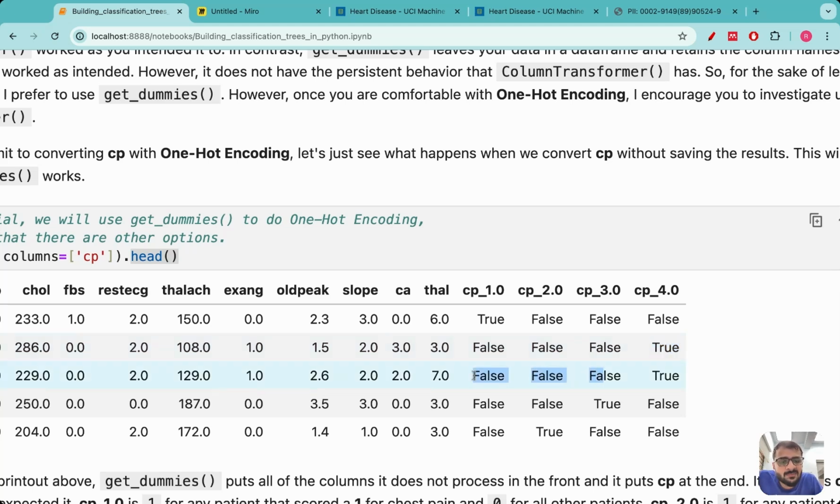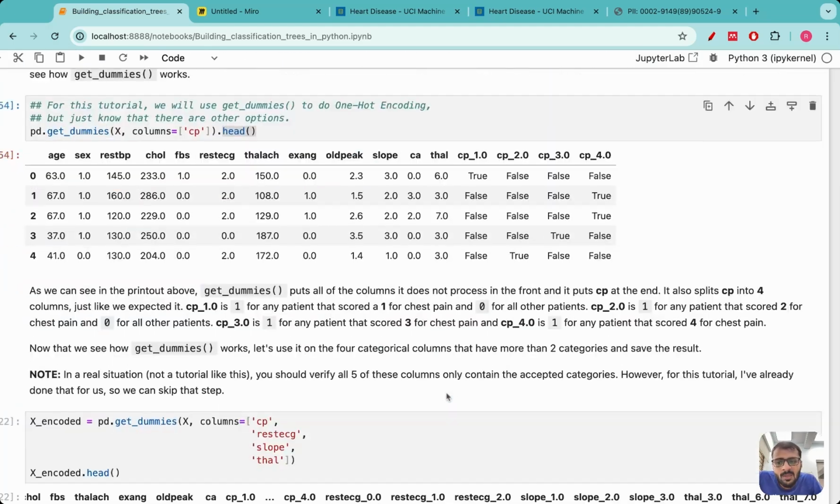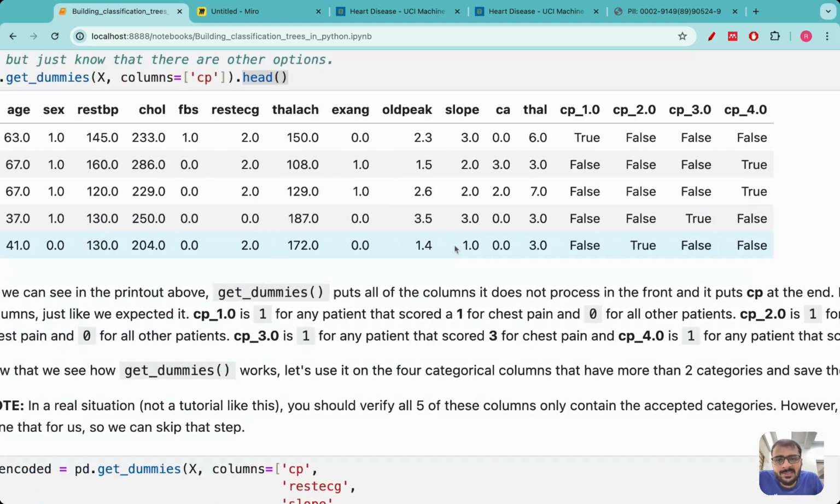For the third person, it's false, false, false, and true, which means again the CP value for this person is 4. For the fourth person, it's false, false, true, false, which means the CP value for this person is 3. For the fifth person, it's false, true, false, false, which means the CP value is 2. You can see that one hot encoding is done.